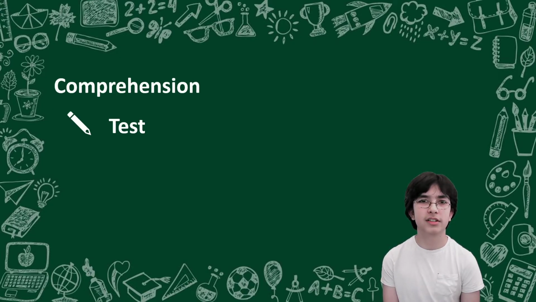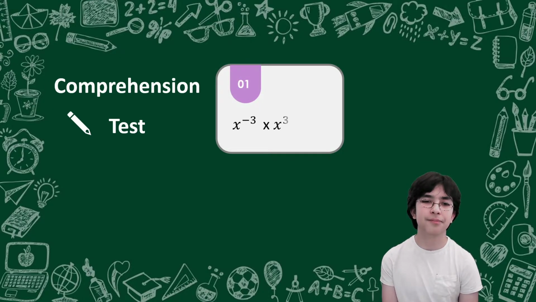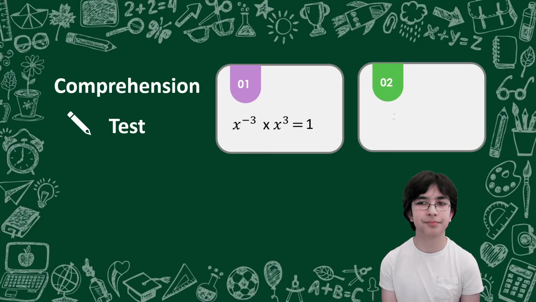Time for a comprehension test. Test your comprehension. So what would x to the power of minus 3 times x to the power of 3 be? It would be 1, because minus 3 plus 3 is 0, and when you multiply indices you add the numbers. What would x to the power of minus 100 divided by x to the power of 200 be?